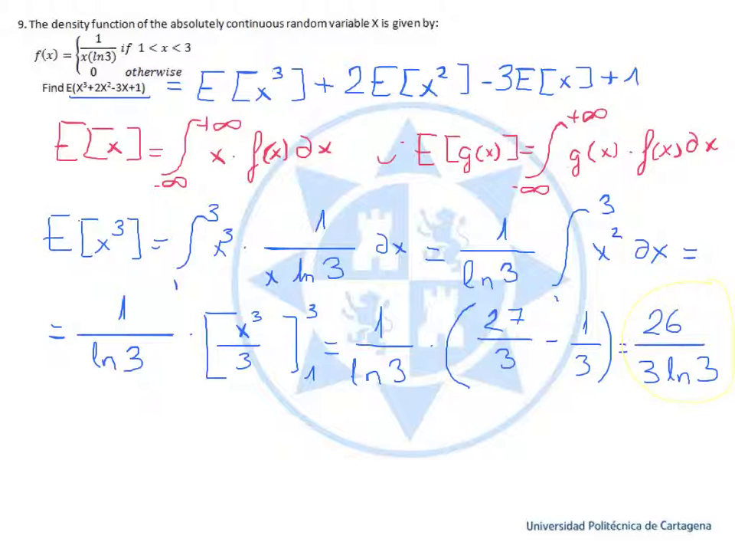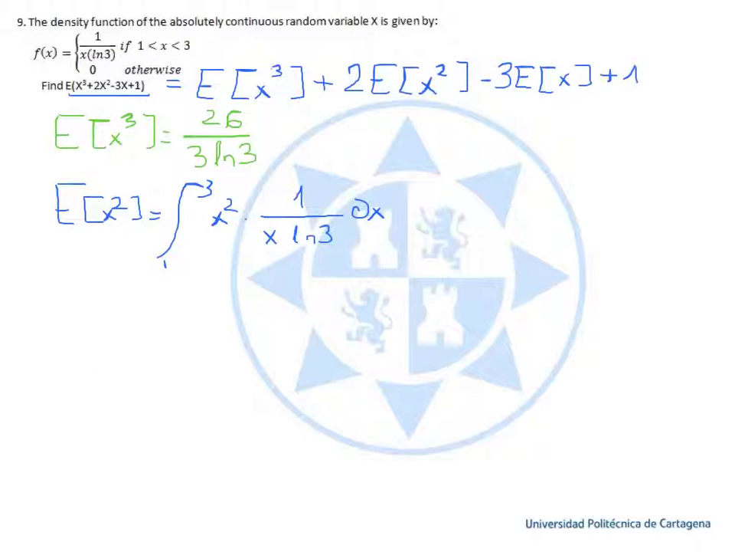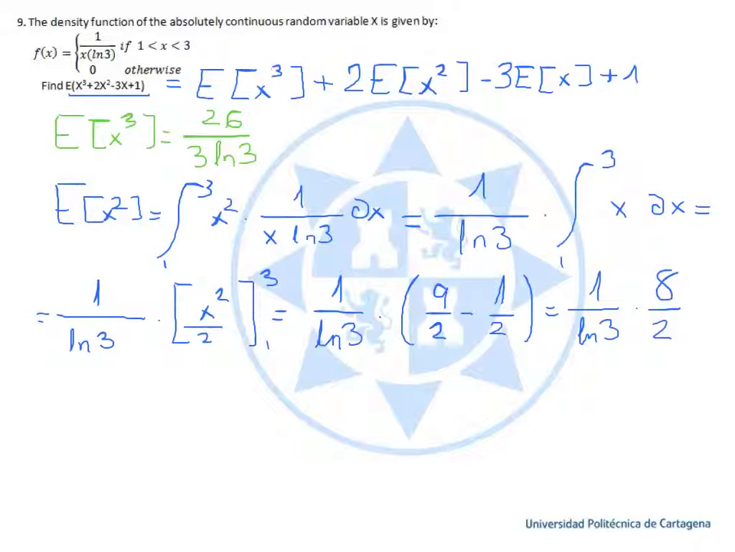Now let's continue with the expected value of x squared. For x squared we'll do the same. Now we are going to simplify the expression of the integral. Now the following step is calculating the integral and then replacing the values. And here we have the result of the expected value of x squared.